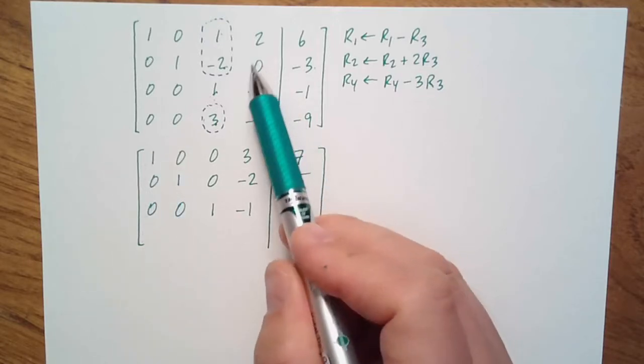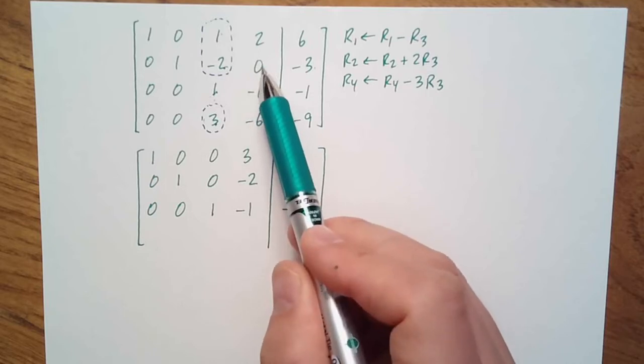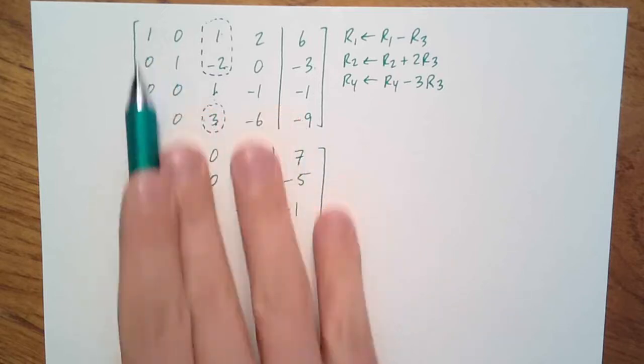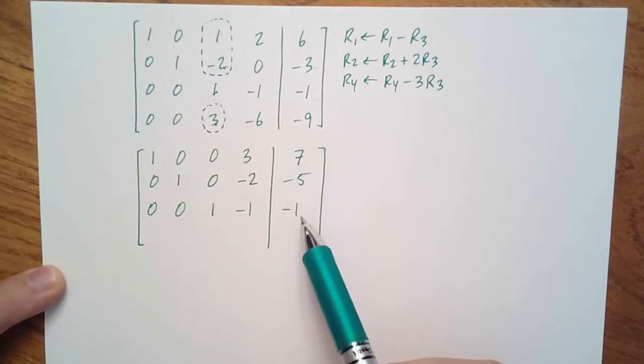So even though this 0 got turned into a non-zero number, we can deal with that later because we still are working our way to the right. But over here, nothing bad will happen. So our third row didn't change.